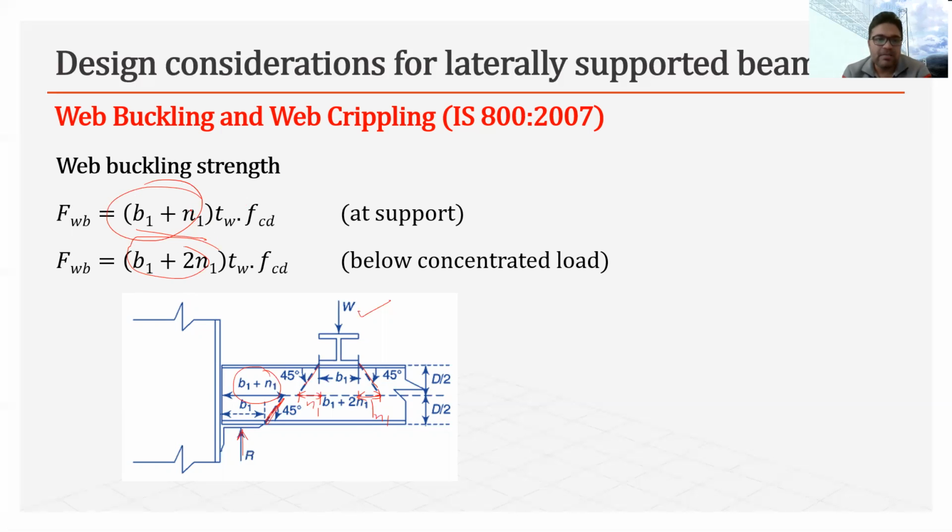And when we multiply this effective length with the thickness of the web, then we get the cross-sectional area. And when we multiply this cross-sectional area with the design compressive strength, then we find out the web buckling strength.